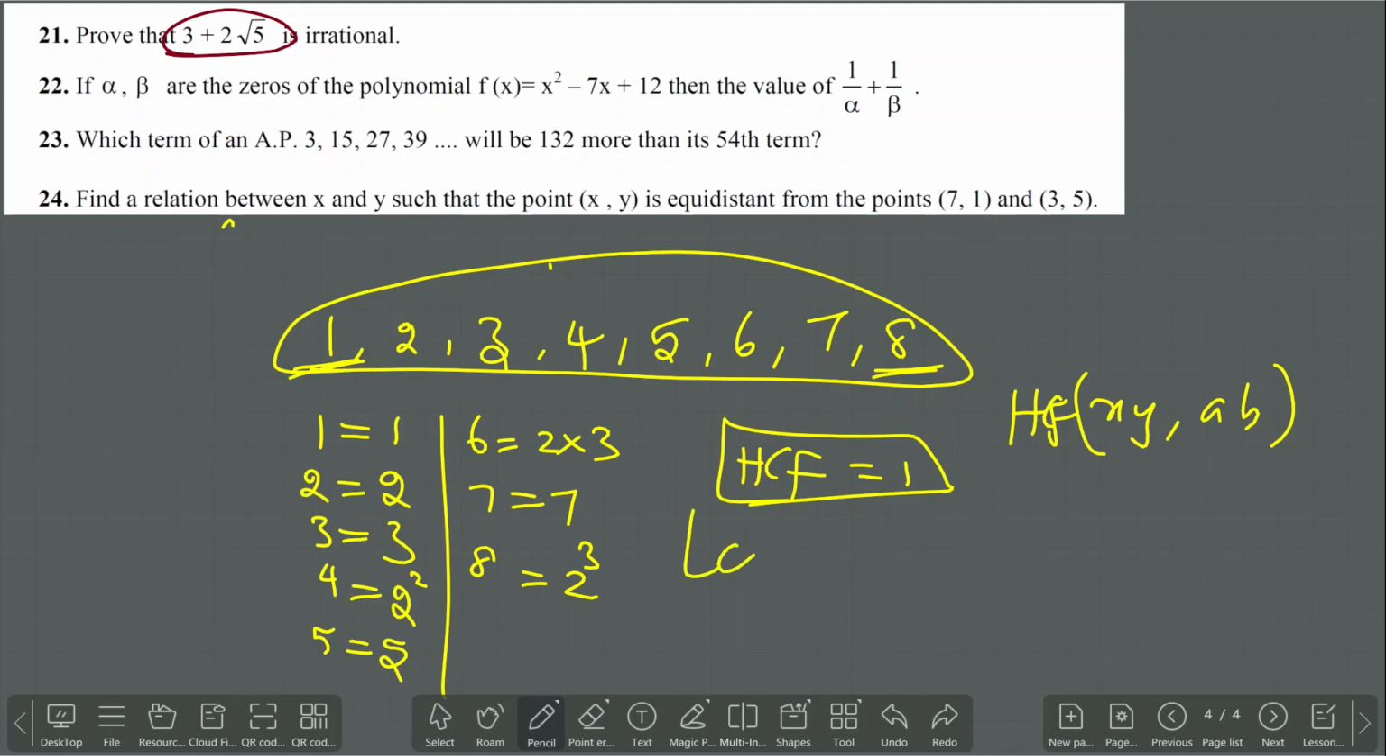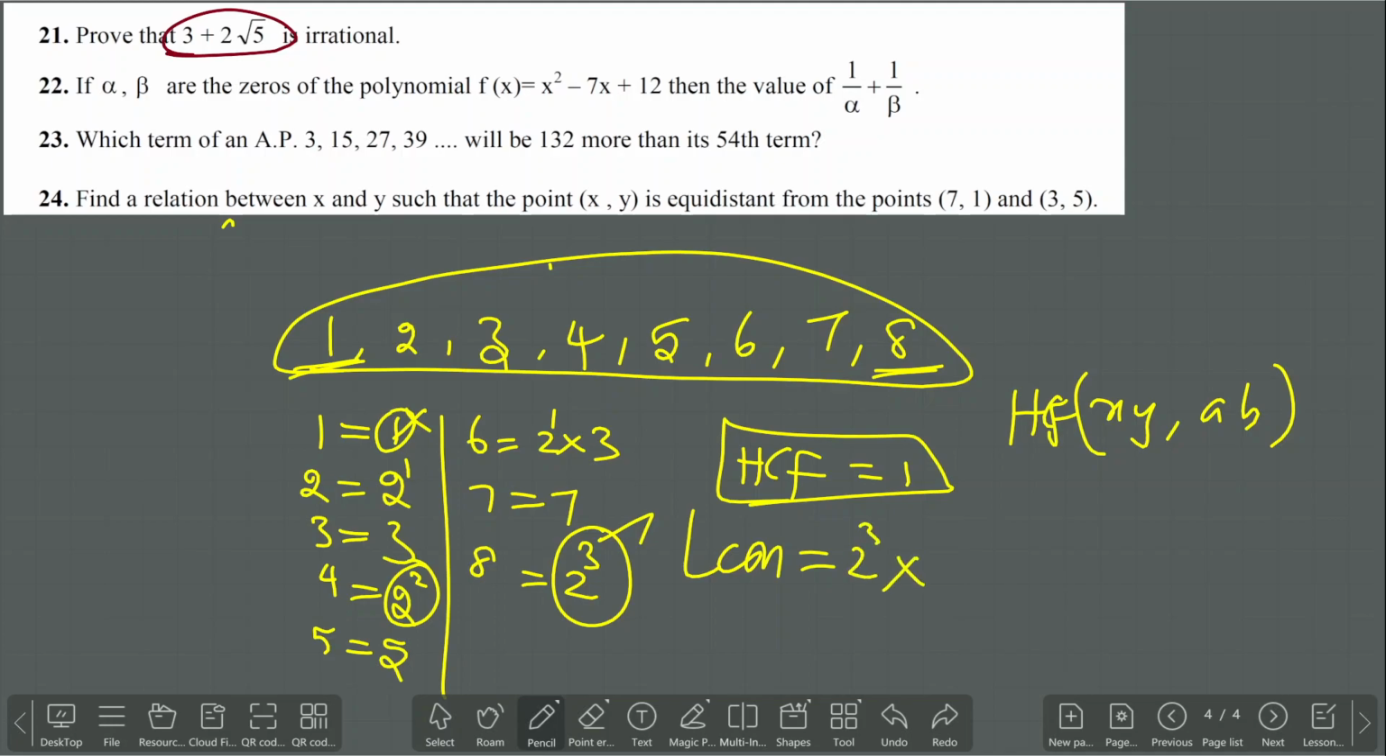LCM is what? Product of all those numbers. If you have any greatest power number, only that we have to take. 1, you leave it, no need to consider. 2 power 1, 2 power 2, 2 power 3, here 2 power 1. So LCM in the sense what? Product of the greatest powers, no? So you take the greatest power, 2 power 3.